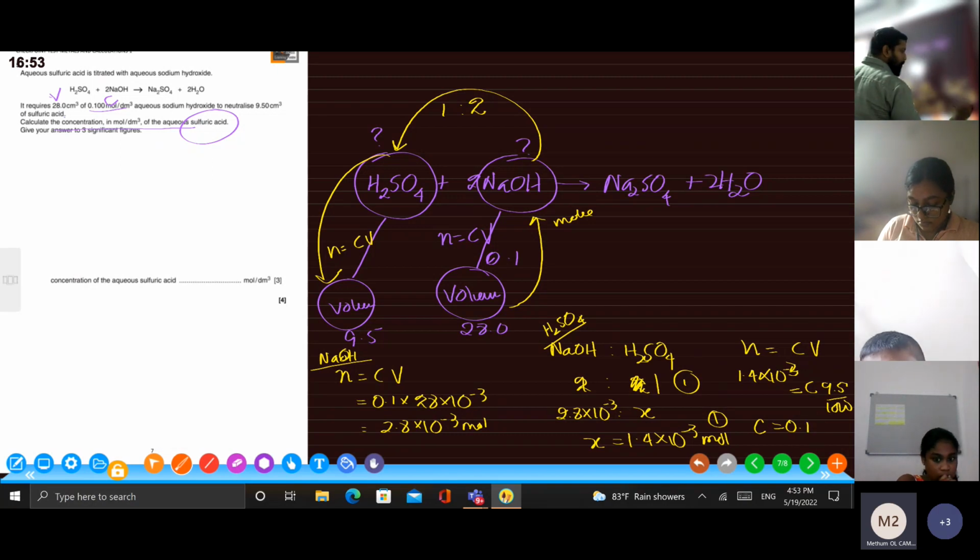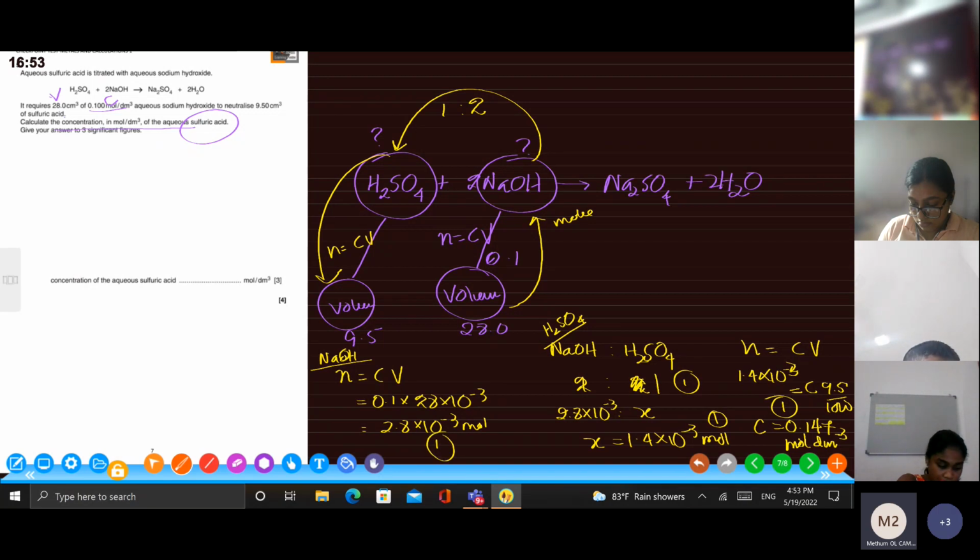0.147 moles per dm cubed. So this one is 1 mark, right? So I'll give 1 mark for the ratio, and then 1 mark for the moles of sulfuric acid, and 1 mark for the concentration. Fair enough? Right?